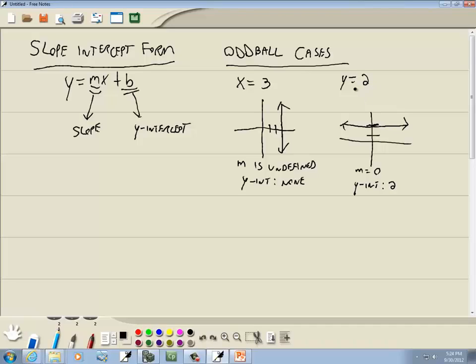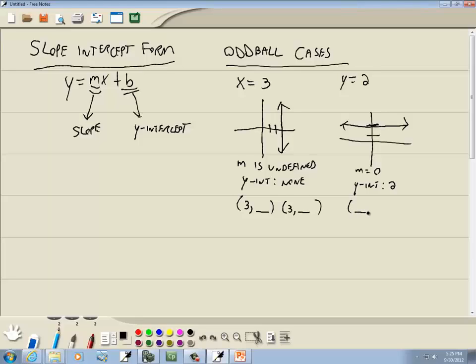So 0x plus 2. Now point-wise, if you run across a problem that has like 3 comma something and 3 comma something, and they're asking you to find the equation of the line, well, you shouldn't go through the steps of given. This is one of the oddball cases. Since they both have the x value the same, then it's automatically x equals 3.